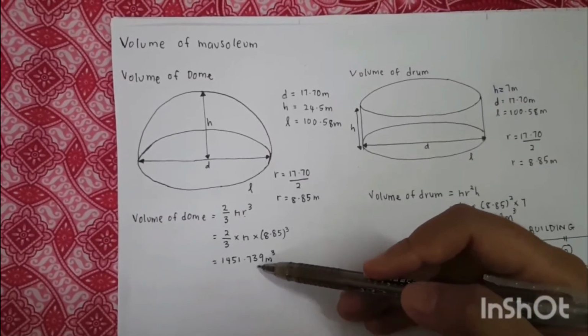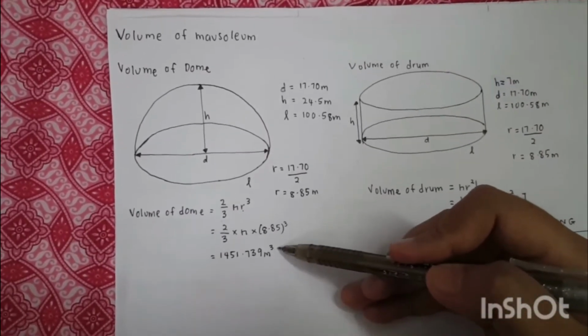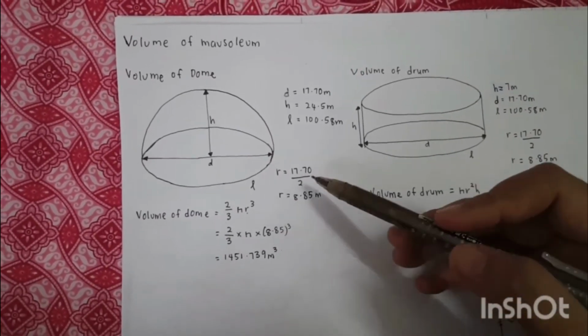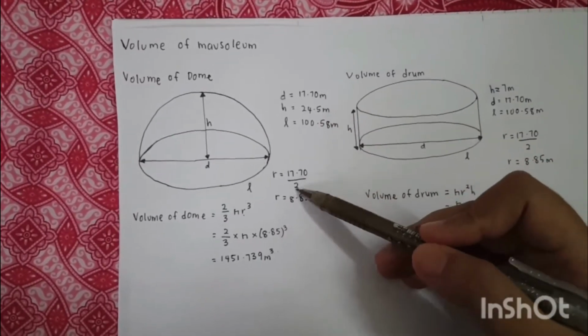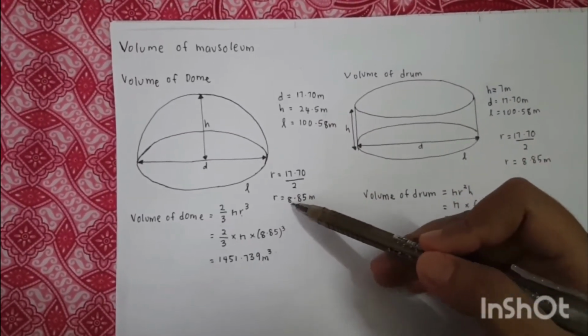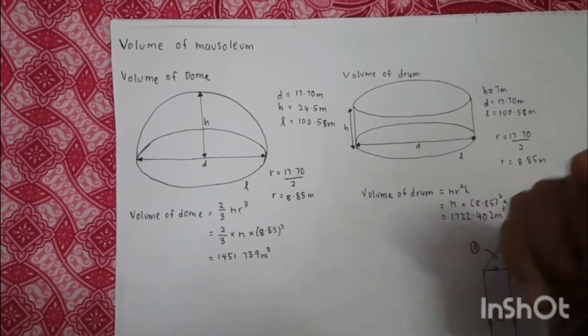1451.739 meter cubed. Where I got 8.85 is by using the diameter, we divide it by 2 and then we got the radius 8.85 meter.